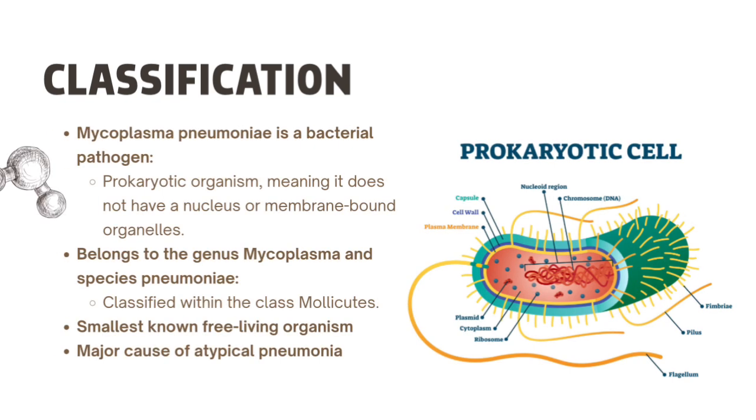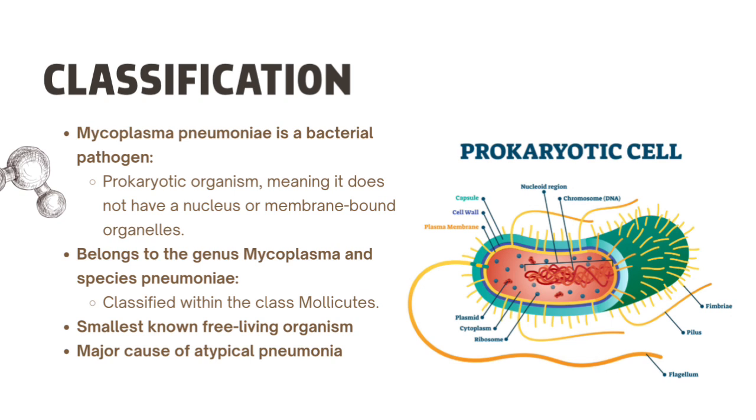Mycoplasma pneumoniae, typically found in young adults, is a bacterial pathogen, meaning it is a prokaryotic organism that lacks a nucleus and membrane-bound organelles. It belongs to the genus Mycoplasma and is classified within a unique group of bacteria known as mollicutes.